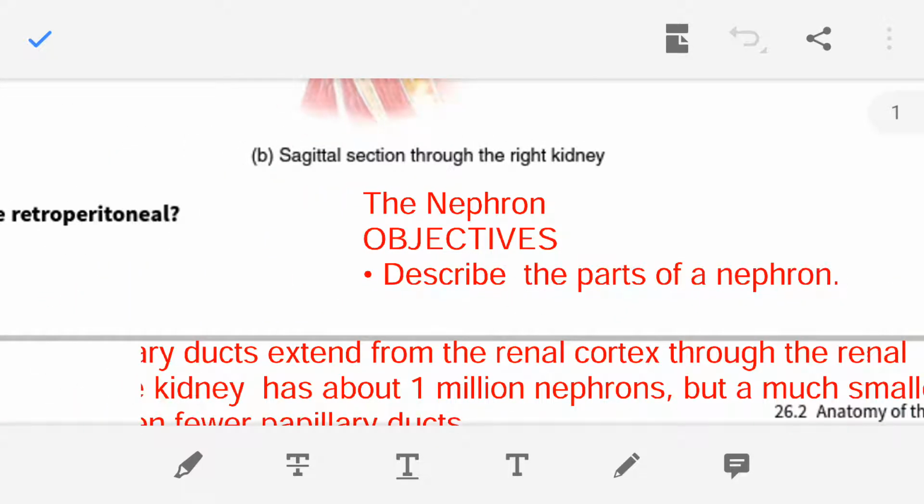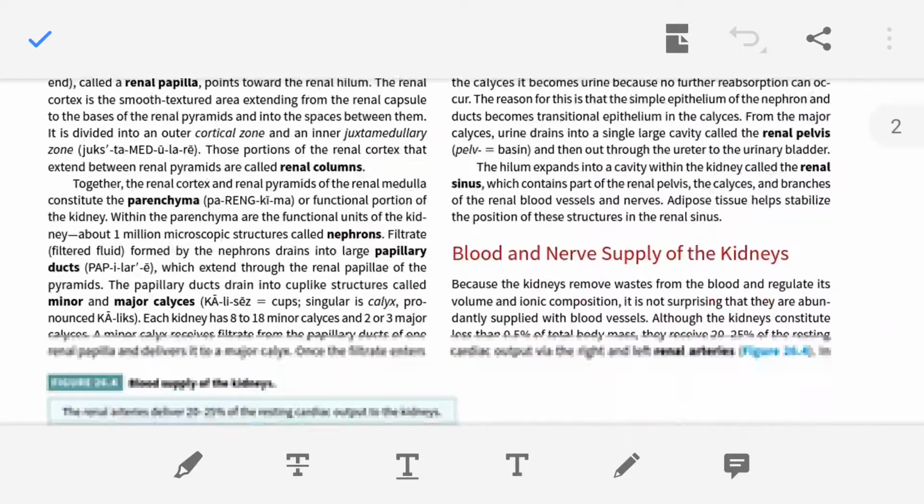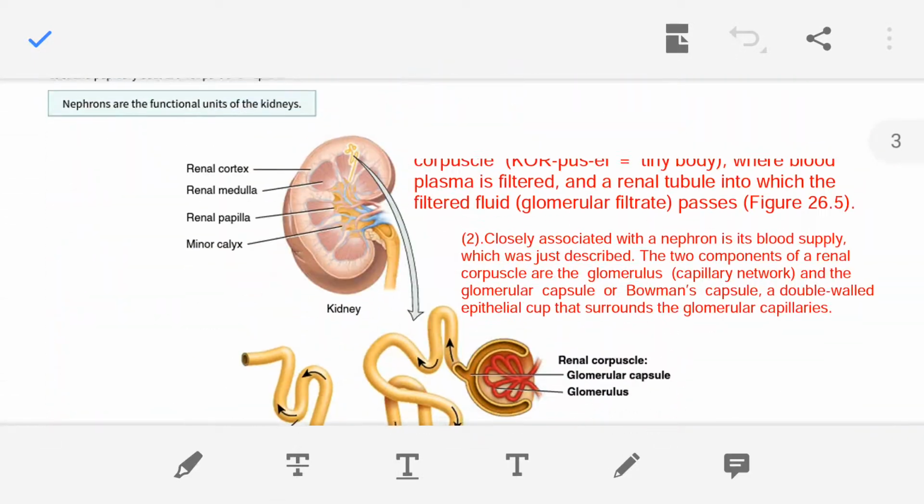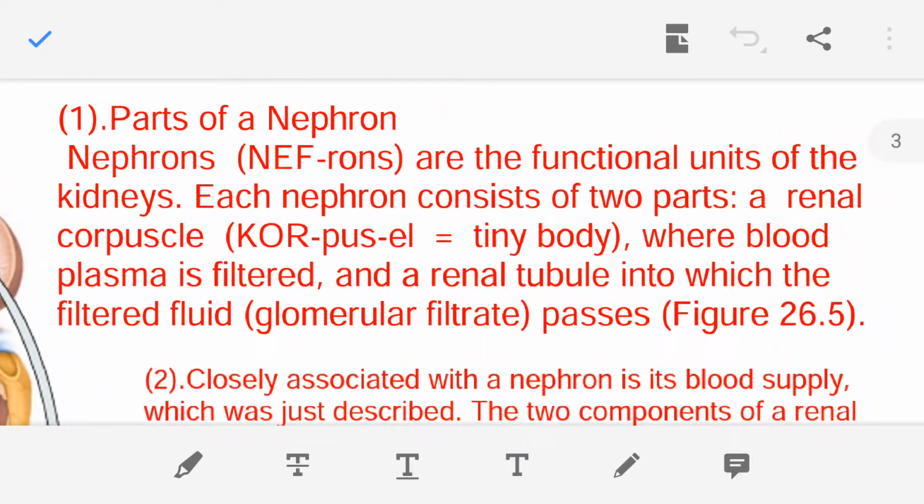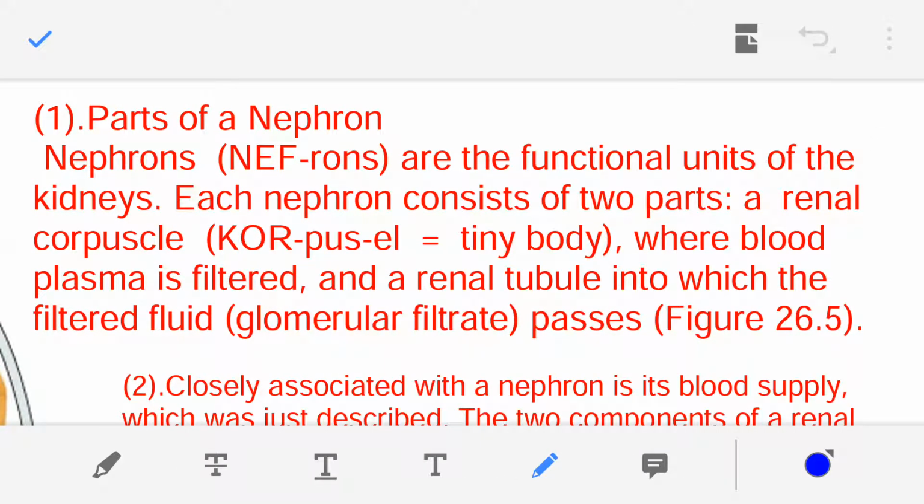Okay, so starting with the first point. This is the title of today's discussion, parts of a nephron.